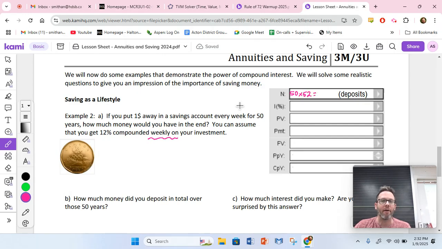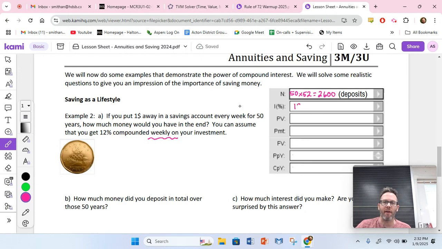Now on your Inspire, I believe you could literally type in 50 times 52 in that field, and it will do it for you. Of course, we all have a regular calculator to do that as well. But I believe 50 times 52 is 2,600. It is. So 2,600 deposits of $1. Okay? So remember, it's number of deposits.